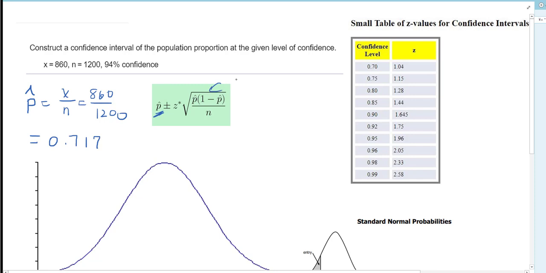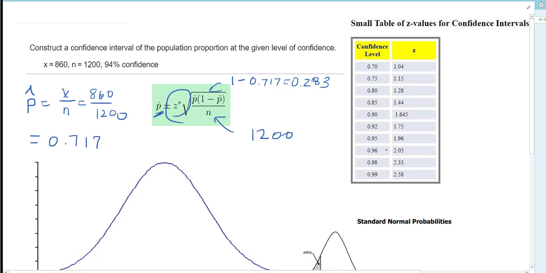I know what 1 minus p hat is, right? That would be 1 minus 0.717, which would be 0.283. I know what n is. That's my sample size given, 1200. However, I don't know what z is.